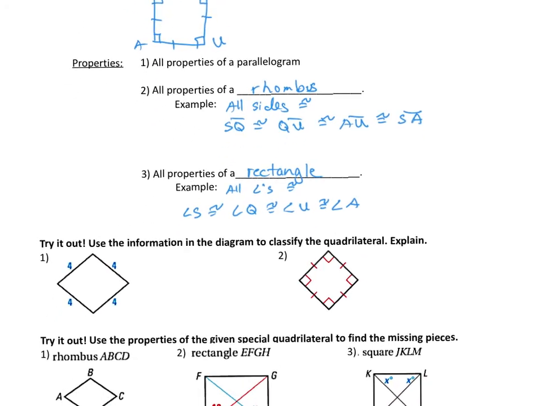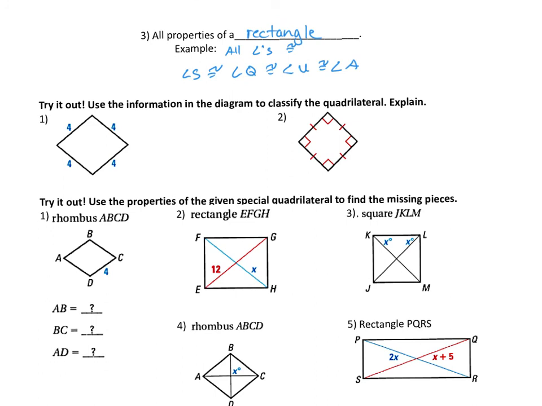Okay, so let's try this out here. Number one, use the information of the diagram to classify the quadrilateral. Well, here, all the sides are congruent. So this means we have a rhombus, just a rhombus. Here, the sides and angles are congruent. We have a square. Okay?